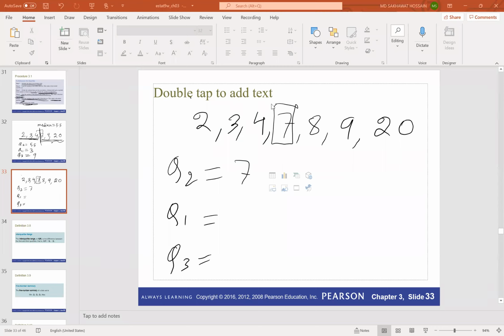So when you are calculating Q1, include this 7 in the bottom half of the data set. So now what will be Q1 in this case? And when you are calculating Q3, also include 7 in the top half of the data set. Okay, so what is Q1 and Q3 in this case?